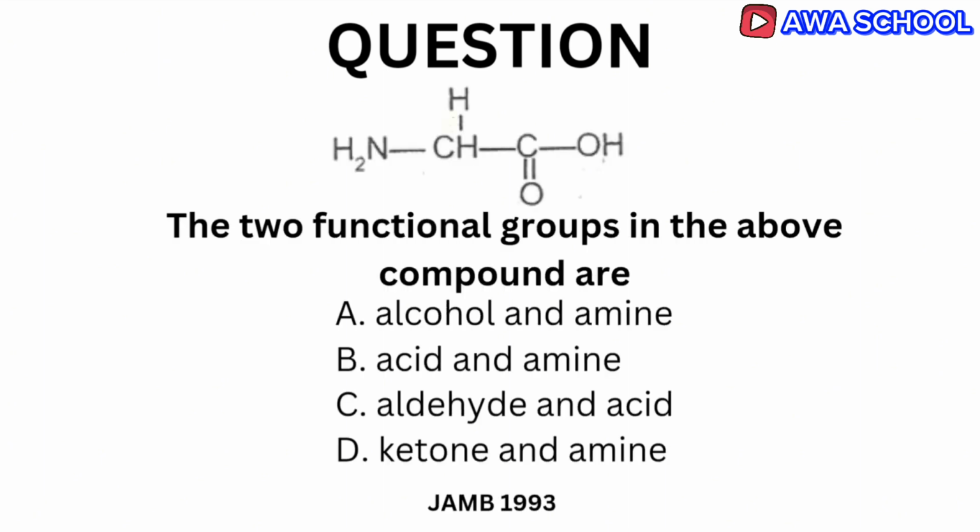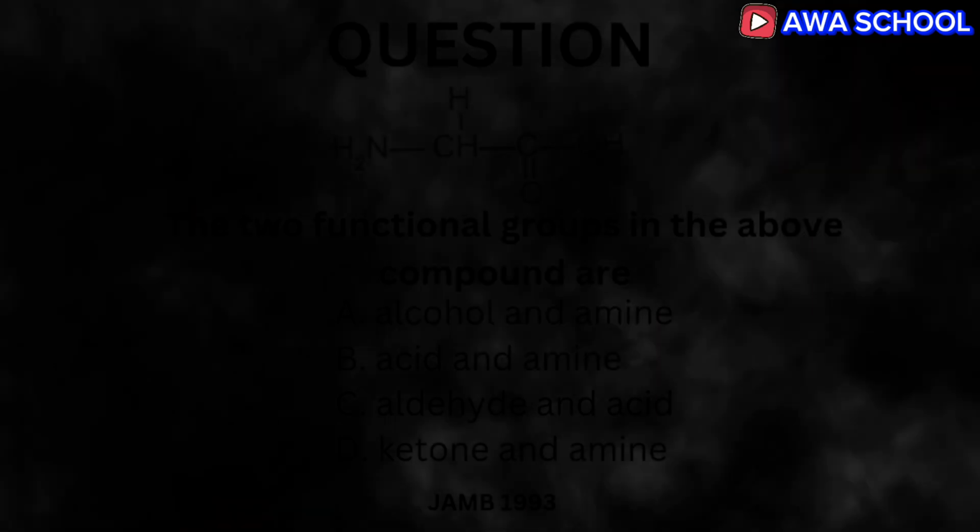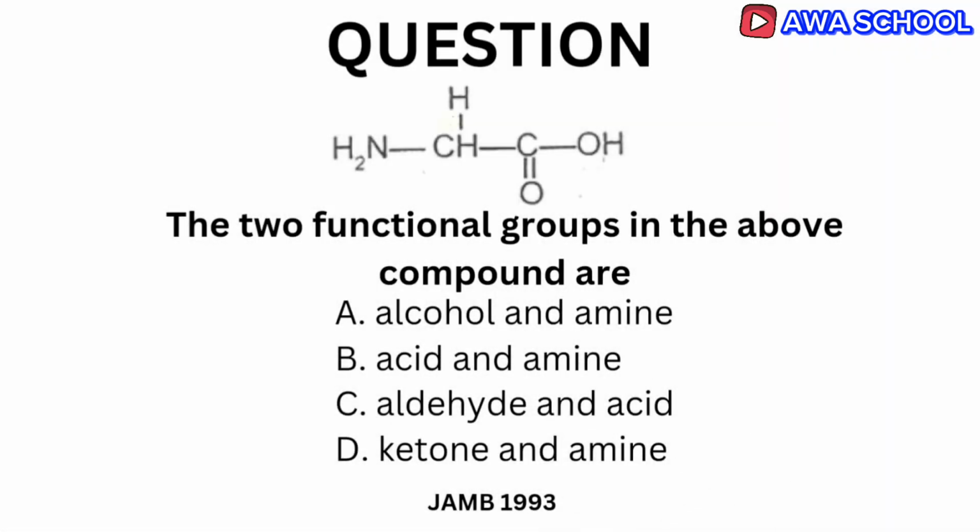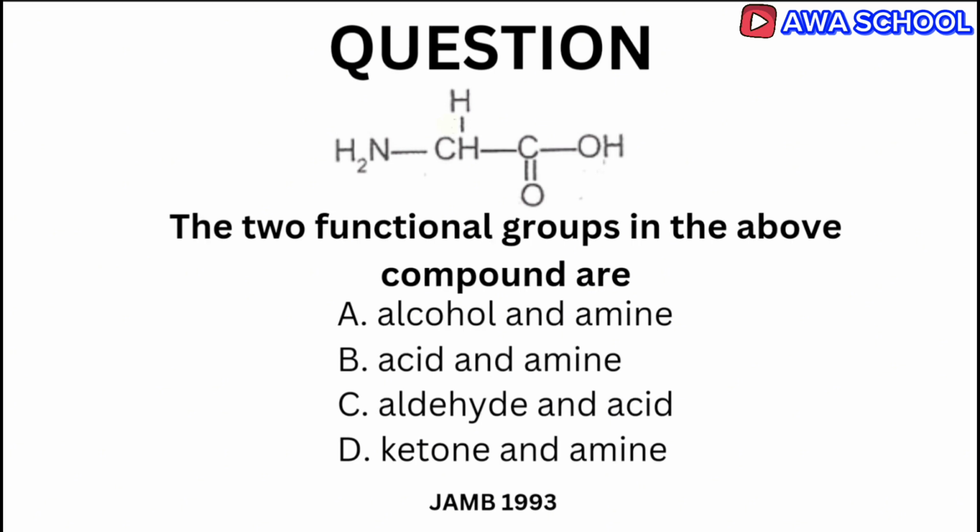Now, another question, okay? The two functional groups in the above compound are. So pause this video and attempt this question. So we have the alcohol and amine, acid and amide, aldehyde and acid, ketone and amine. Okay? But how are you going to know this answer? Check this compound. If you check the left-hand side and you check the right-hand side, you have one group on the left-hand side and another group on the right-hand side. What is the group on this right-hand side? And what is this group on this left-hand side?